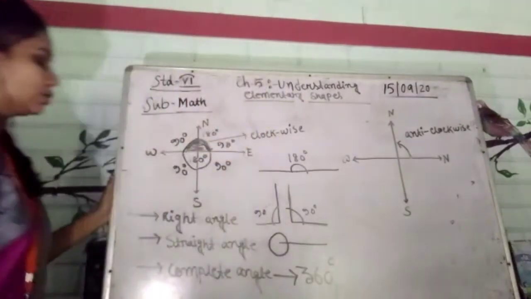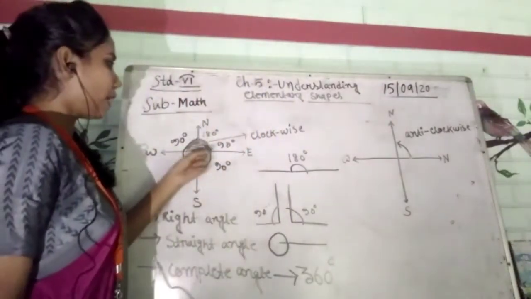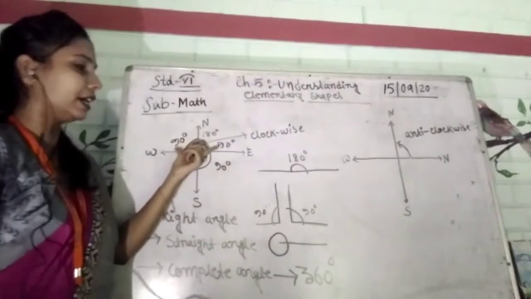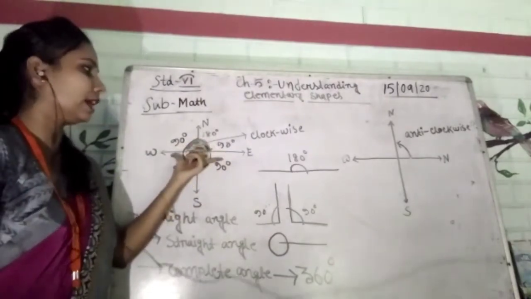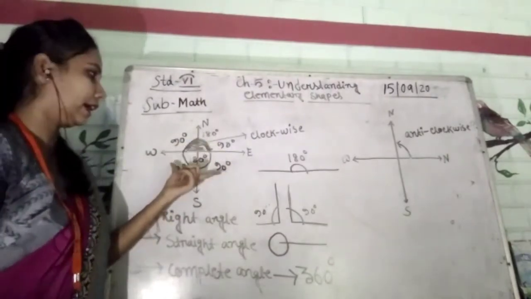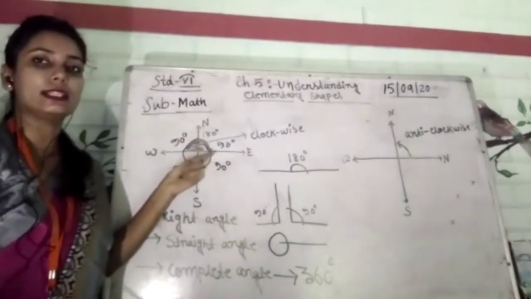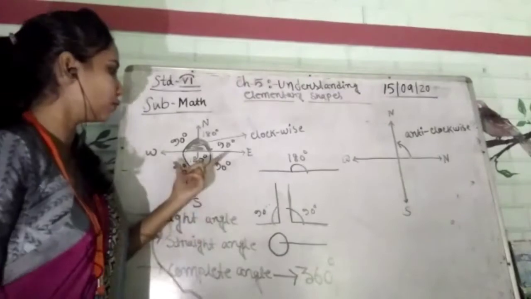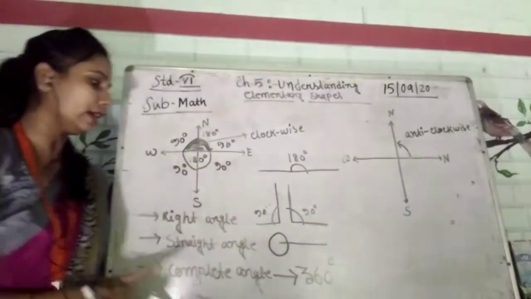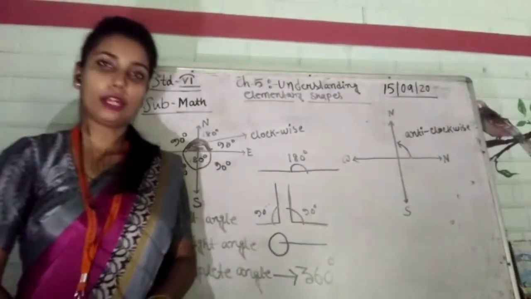Okay, so now you will understand this. First one is 90 degrees. If two 90-degree angles are given in one straight line, then this will be 180 degrees. Okay, and this way if the full circle is given, this is the total complete angle. So what is the value of a complete angle? This is 360 degrees.